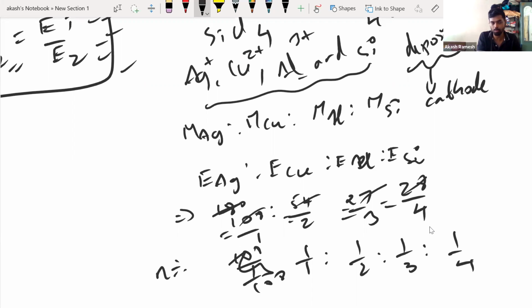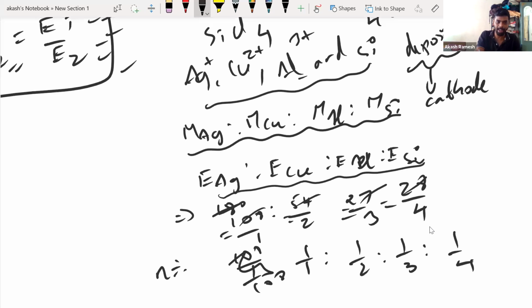I hope everybody understood what I'm doing here. The mass of substance deposited is directly proportional to the equivalent masses. I calculated the equivalent mass, but they want the answer in terms of number of moles of substance deposited. So this equivalent mass is going to be treated as the given mass. Given mass by molecular mass: 108 by 108, 54 by 2 divided by 54, 27 by 3 divided by 27, 28 by 4 divided by 28. Everything cancels. So the ratio is 1 by 1 is to 1 by 2 is to 1 by 3 is to 1 by 4.